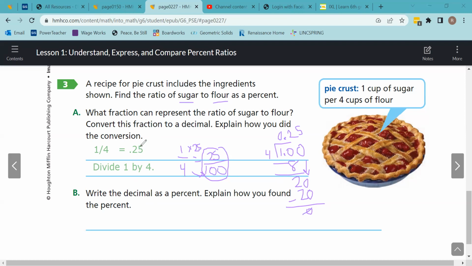Okay, write the decimal as a percent. So here's our 0.25. Here's the beauty. 0.25, we know that that is 25 over 100 because it's 25 hundredths. And here's what you have to write. It's 25%. Okay, so there's our answer. Explain how you found it. Well, 0.25 equals 25 hundredths. So we know that works.